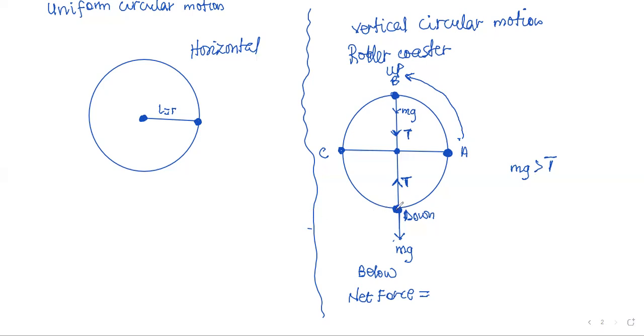Okay, so if the object does not drop or tear off, it means that T must be greater than mg or equal to it. So in this case, the net force must be T minus mg. It cannot be mg minus T, because when this happens, the object cannot stay in the circular path. It must drop. Class, are you okay?